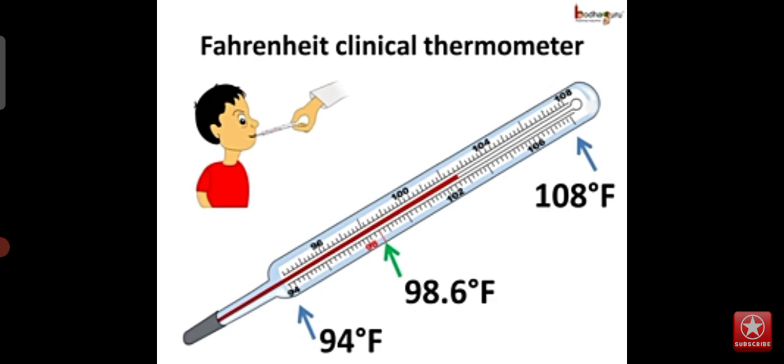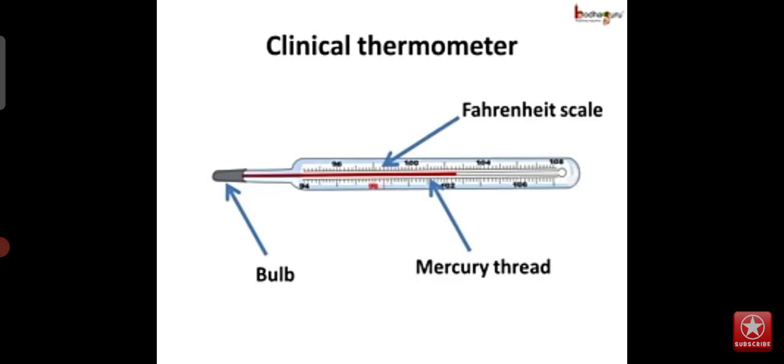If you look closely, you would find a scale starting from 94 till 108. Here, F is written beside the scale. F stands for Fahrenheit. This is another unit of temperature, and our normal body temperature is 98.6 degrees Fahrenheit. Now let us see the structure of the clinical thermometer.